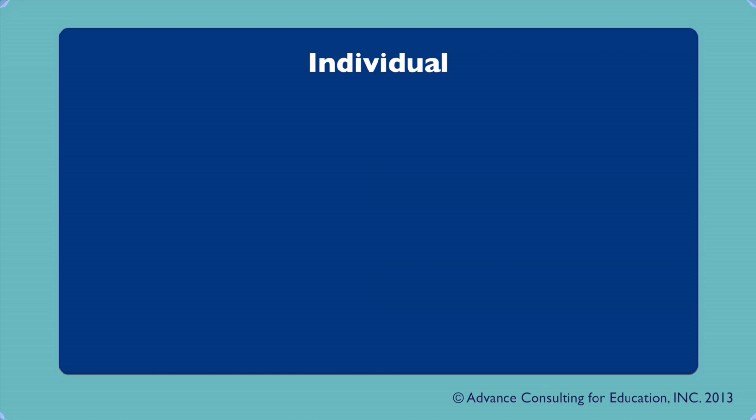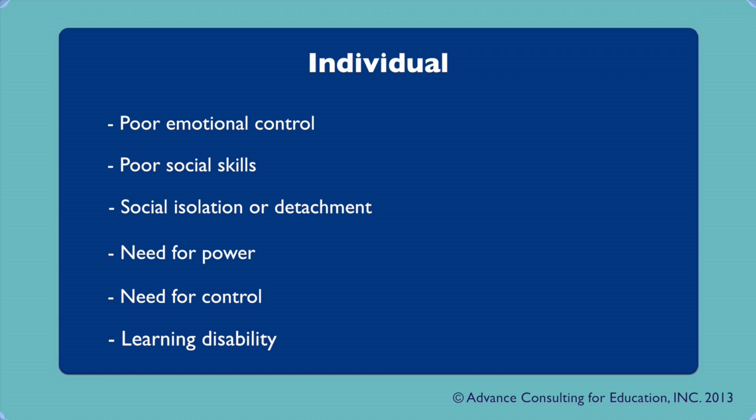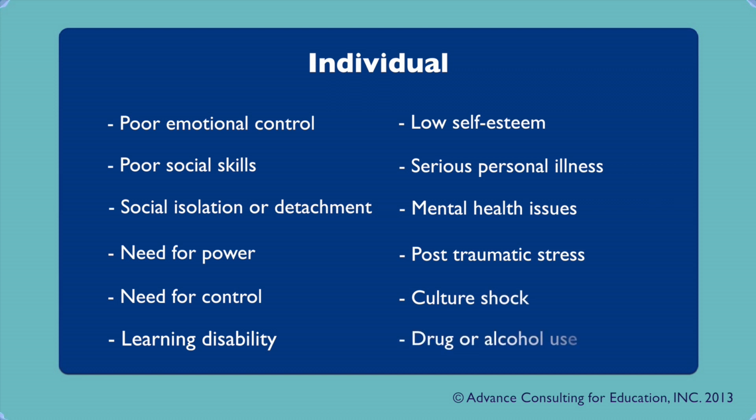Finally, individual factors that can contribute to or cause aggression include poor emotional control, poor social skills, social isolation or detachment, a need for power, a need for control, a learning disability, low self-esteem, serious personal illness, mental health issues, post-traumatic stress, culture shock, and drug or alcohol use.